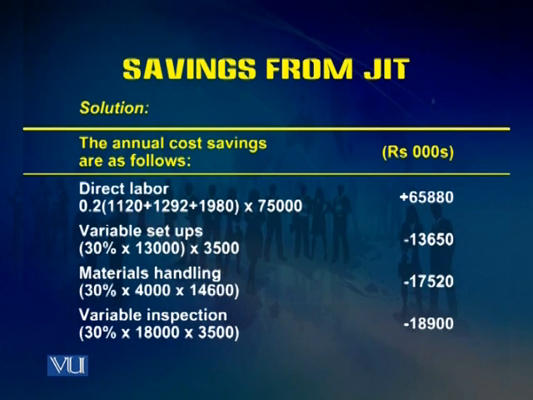So this shows that our total cost will increase by 65,880 in millions, 65.8 million. That is the effect of JIT. The cost will increase by 65.8 million.